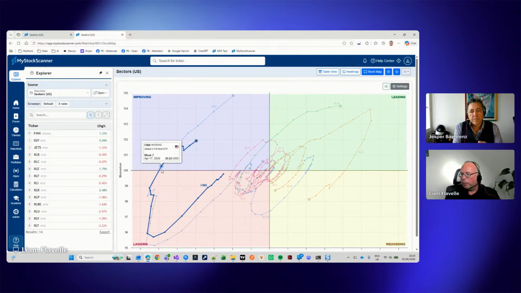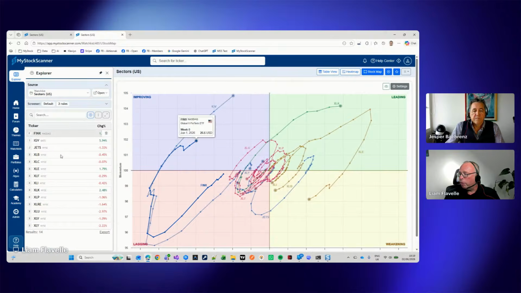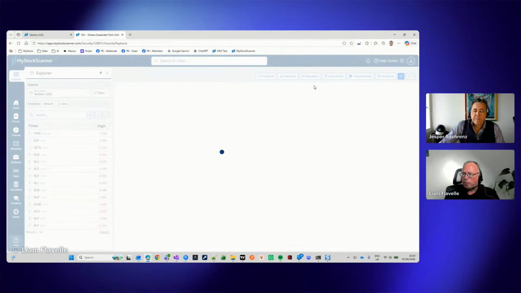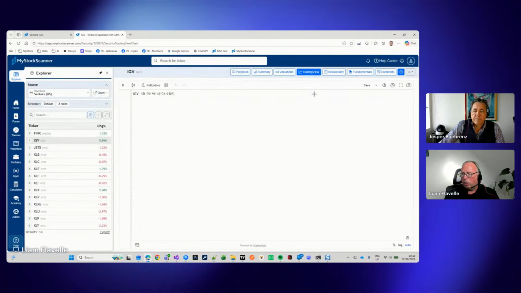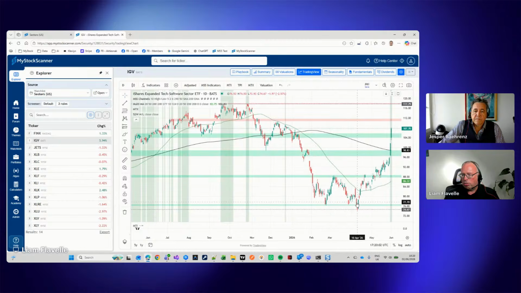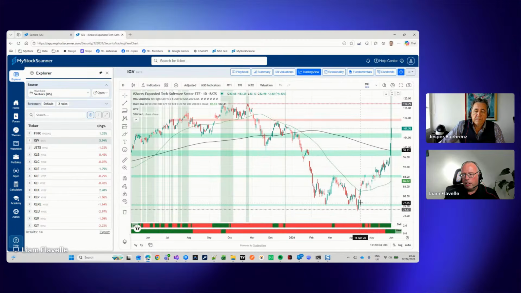This came into the improving side of things on April the 17th. So if we go into IGV and have a look at the TradingView chart there, we can see April the 17th pretty much. We were off by two or three days, so that's not a bad result. And it's not a crystal ball. It's often not as good as that.